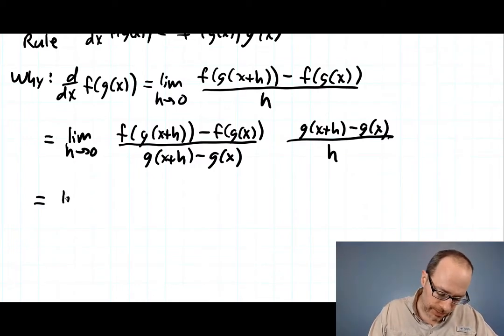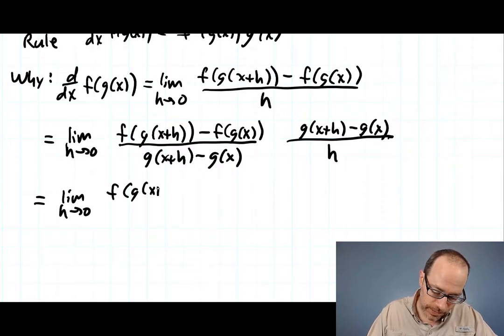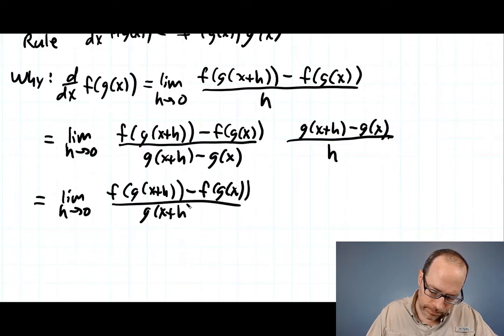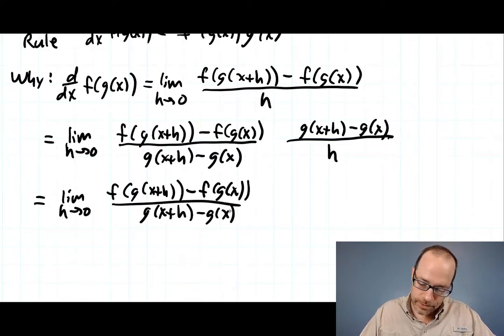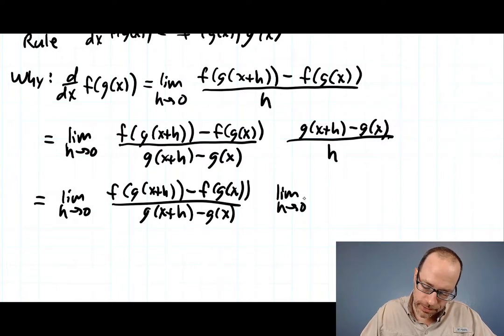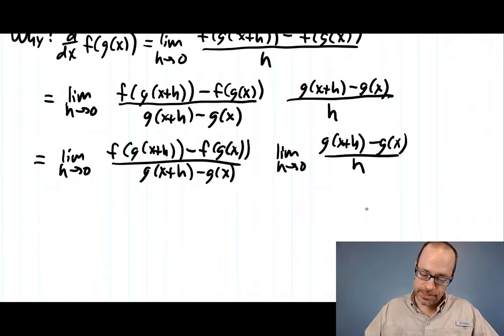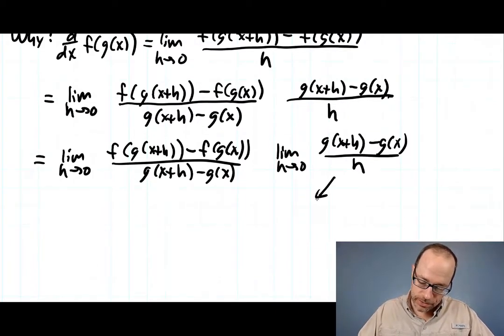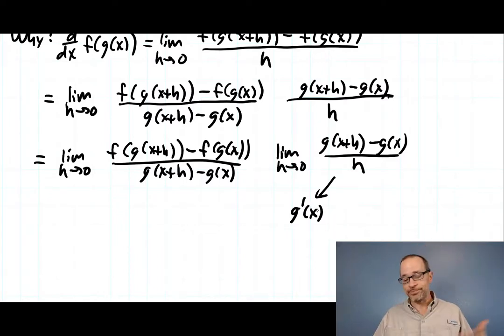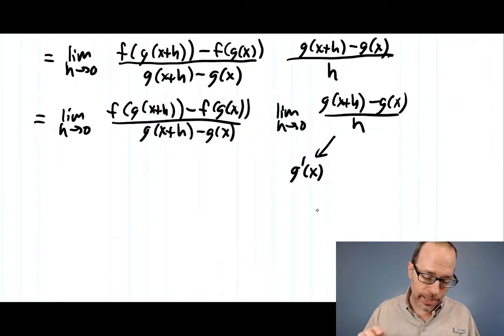Now let's do the limit of a product as the product of the limits, at least when they exist. So here, we'll put the limit as h goes to 0 of g of x plus h minus g of x, all over h. That's good news because we see right away this is just g prime of x. That's the definition of the derivative of g. So it's just this first part here that we have to figure out how to handle.